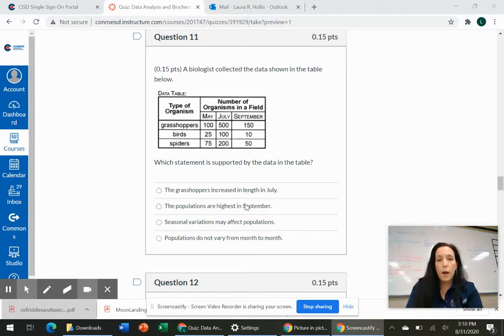The populations are highest in September. So no, because different species have different highest populations at different times. Seasonal variations may affect populations. So that could be true. So depending on if you're in summer or fall or spring, it could affect it. Populations do not vary from month to month. That's false. So the only answer is C. Seasonal variations may affect populations.